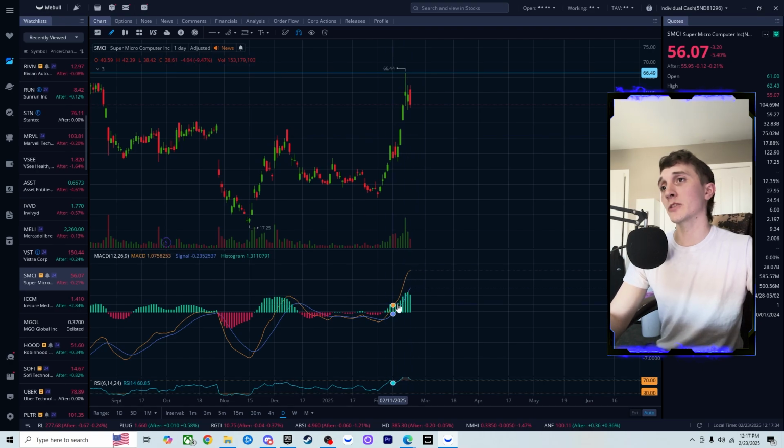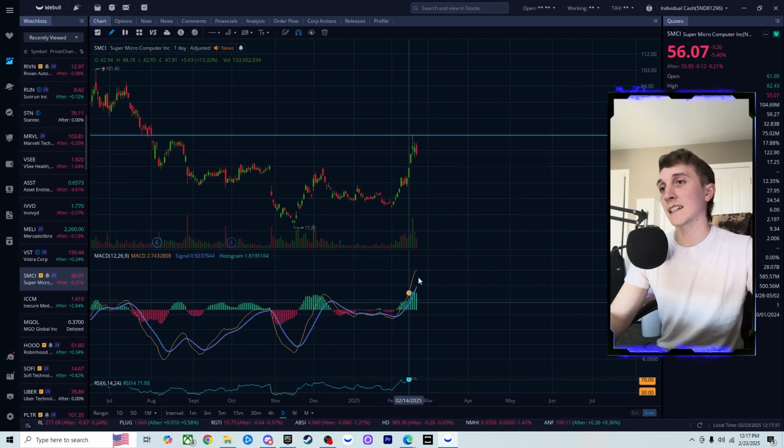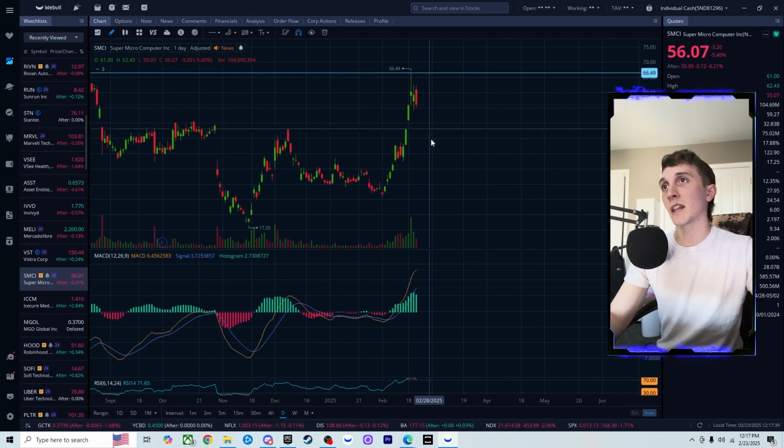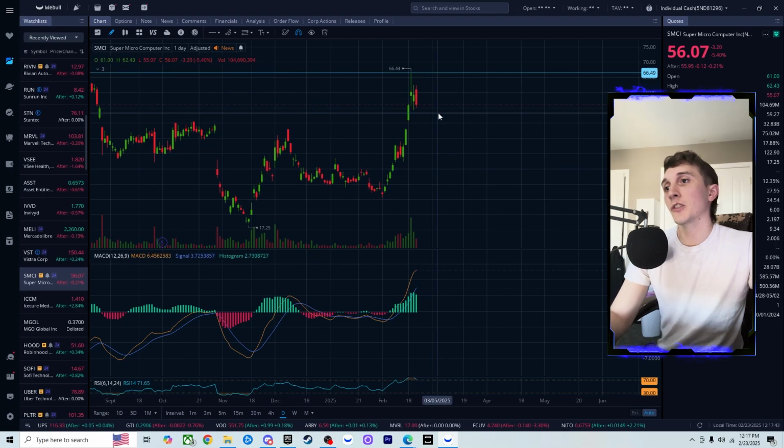This could potentially be showing us, as the MACD gets extended here, that maybe there's a chance we have a little bit of a consolidation pullback just like we had back here. So you can use this to your advantage on mainly the larger time frames.